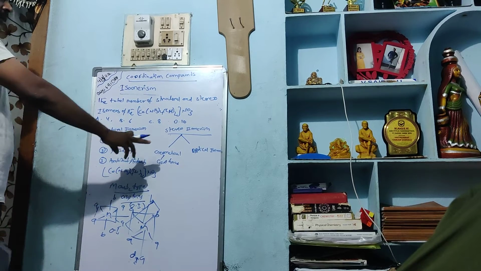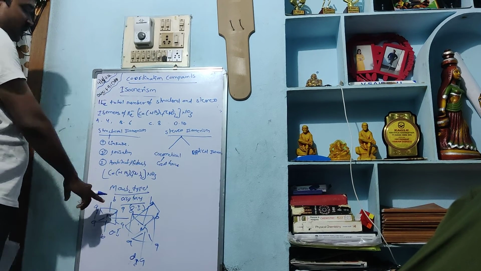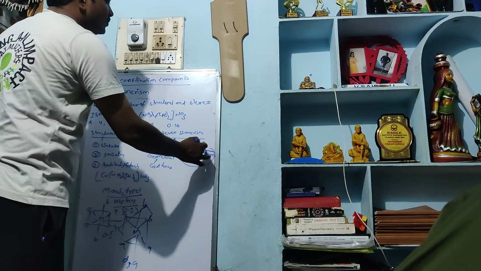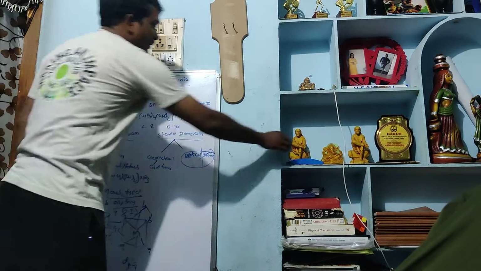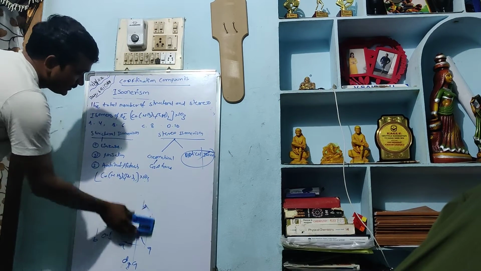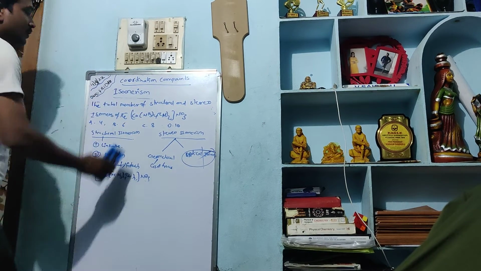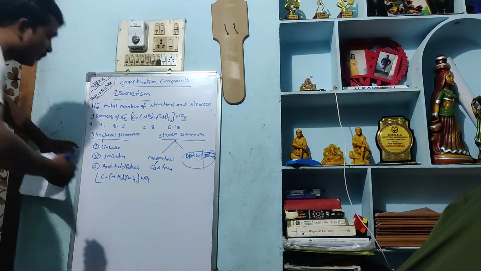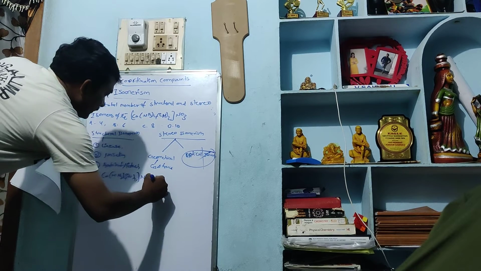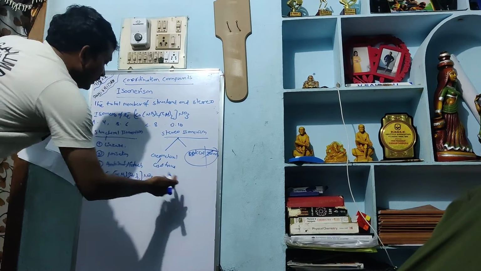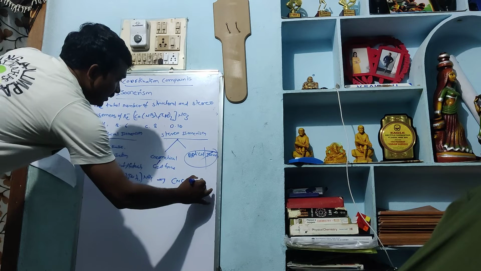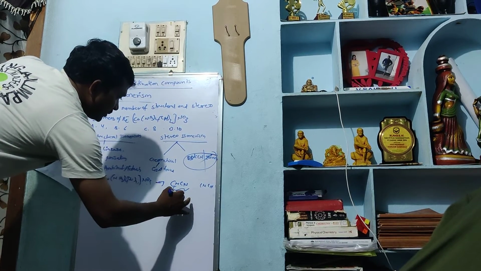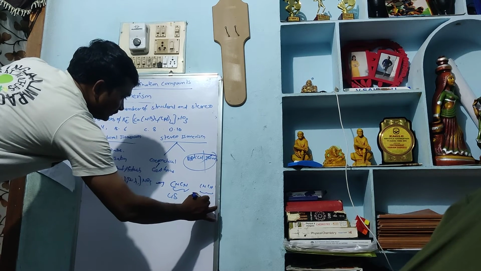In case of optical isomerism, both cis and trans forms are optically inactive, so this complex does not show any optical isomerism. We eliminate this one and consider only structural and geometrical isomerism. If you take cobalt with cyanide, both will exist: cyanide cis and cyanide trans. This is the first one.